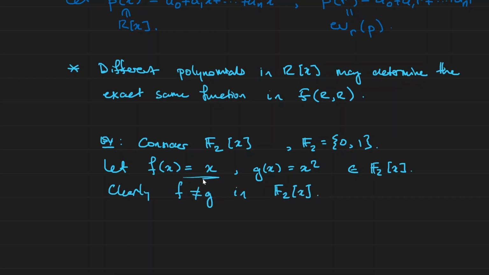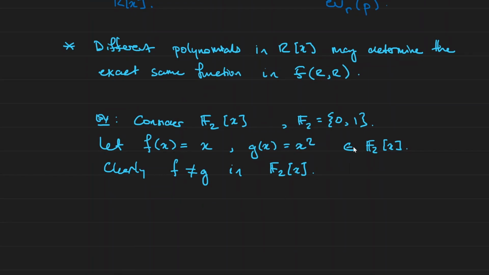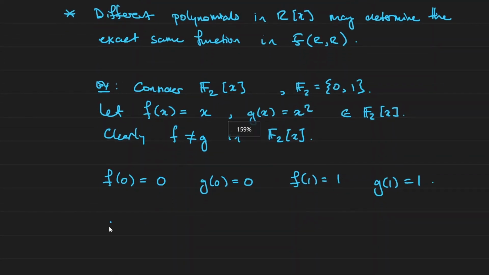But now if you think about these polynomials as actually being functions from R to R, well, there's only two possible inputs you could give these functions. It's 0 and 1 because we're working over this field of two elements here. So let's take a look at this. f of 0 is equal to 0. You have g of 0 is equal to 0. f of 1, well, that's just 1. And g of 1, that's 1 squared, but 1 squared is also equal to 1. So therefore, what can we see from this? We see that f and g are actually identical when you think about them as functions from R to R. Or in this case, it would be F2 to F2.